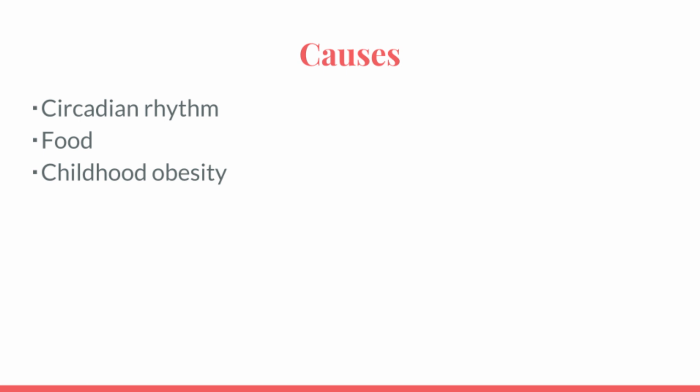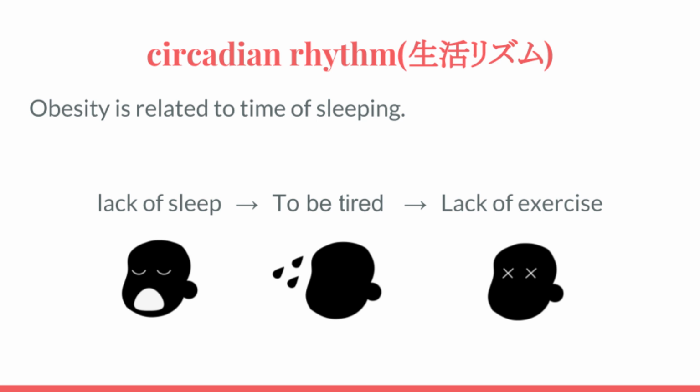Second, we introduce causes of obesity. Main three causes are circadian rhythm, food, and childhood obesity. Obesity is related to time of sleeping. A person who has lack of sleep becomes tired. Then the person can't do enough exercise, so the person becomes lacking in exercise. As you know, enough exercise is important for our health.